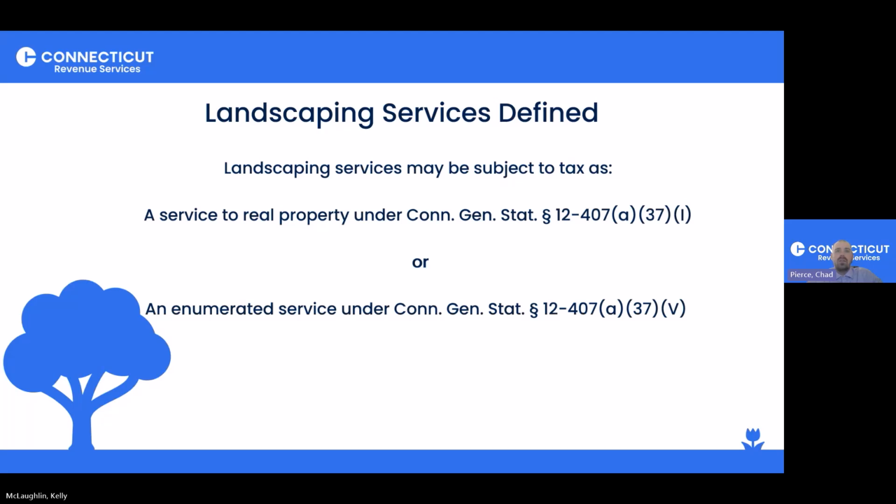As stated above, the services to real property does not state new construction or owner-occupied residential services, with landscaping and horticultural services being an enumerated service. It is taxable for new construction, owner-occupied residential property, existing commercial property, existing industrial property, and existing income-producing property.